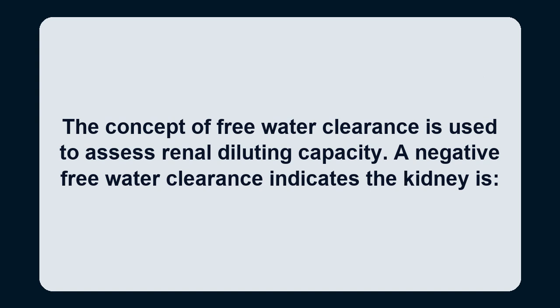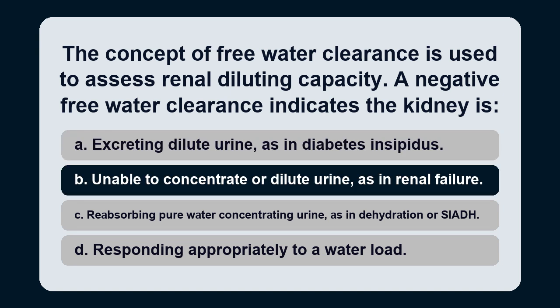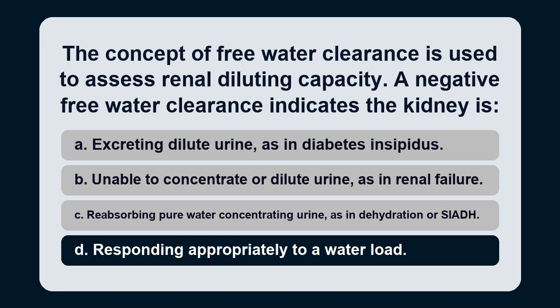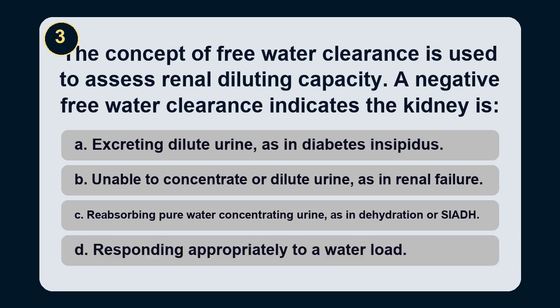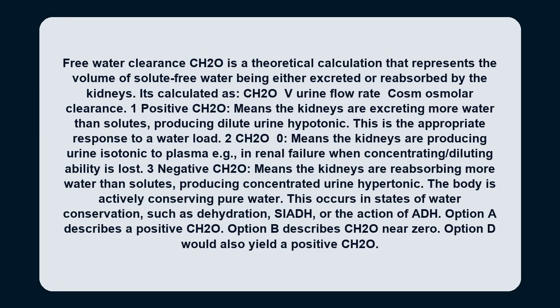A negative free water clearance indicates the kidney is: Option A. Excreting dilute urine, as in diabetes insipidus. Option B. Unable to concentrate or dilute urine, as in renal failure. Option C. Reabsorbing pure water, concentrating urine, as in dehydration or SIADH. Option D. Responding appropriately to a water load. The answer is C. Free water clearance, CH2O, is a theoretical calculation that represents the volume of solute-free water being either excreted or reabsorbed by the kidneys.